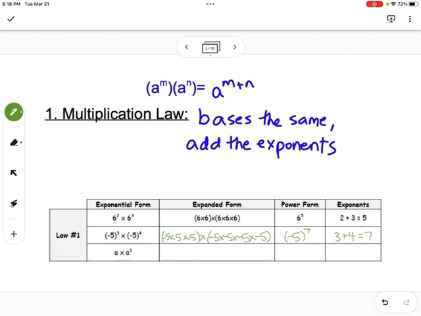Okay, the last one we have is a times a to the exponent 3. When we have a, there it doesn't show an exponent. When it doesn't show an exponent, that is 1. So that's a times a times a times a, and there's 1, 2, 3, 4 a's. So a to the exponent 4. Again, the bases are the same. You add the exponents. So 1 plus 3.